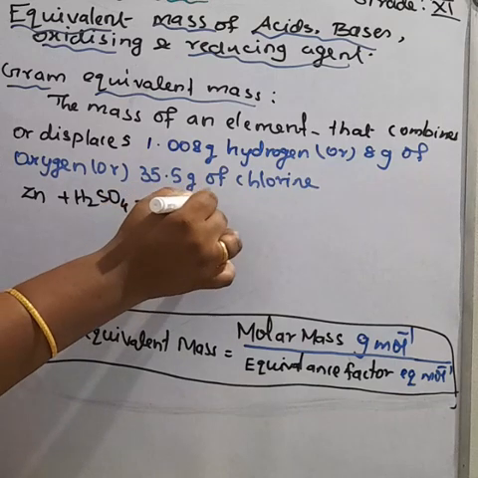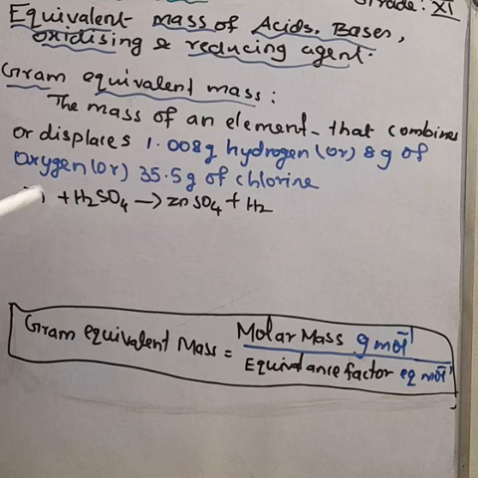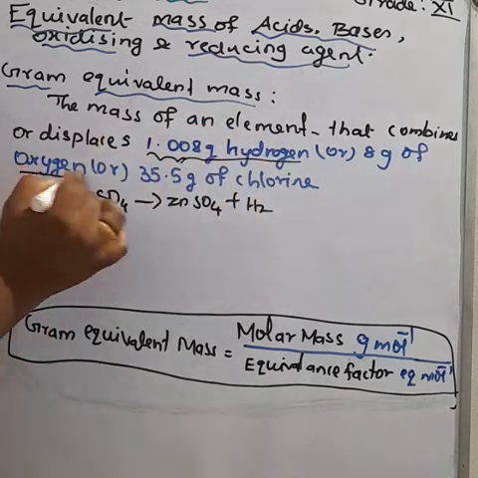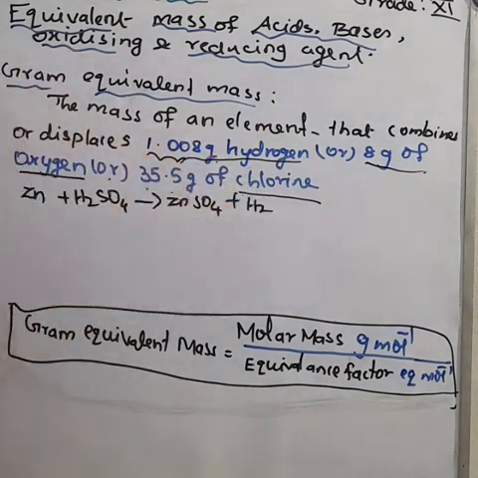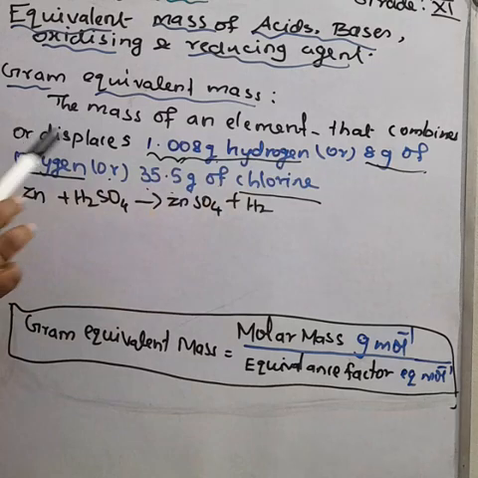We calculated that yesterday, but today we are going to study how we can calculate the gram equivalent mass of an acid or base or any other substance that cannot react with, combine with, or displace the three standard elements: 1.008 gram hydrogen, 8 gram oxygen, or 35.5 gram chlorine. The definition is the mass of an element that combines with or displaces 1.008 gram hydrogen, or 8 gram oxygen, or 35.5 gram chlorine.